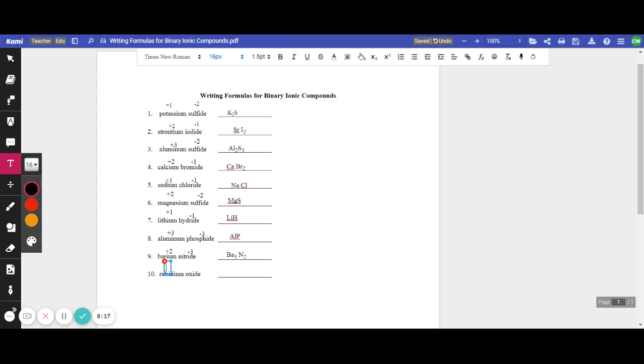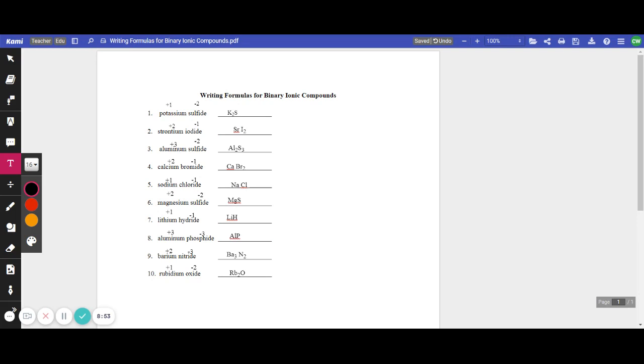All right, and then we've got rubidium. Rubidium is in group 1. That's a +1 metal. Oxide comes from oxygen, which is in group 16, a -2 non-metal. Again, drop the subscripts of 1. So you're going to need 2 rubidiums for every 1 oxygen to make that a neutral compound. Rubidium oxide. And that, my friends, is how you write formulas given the names for simple binary ionic compounds.